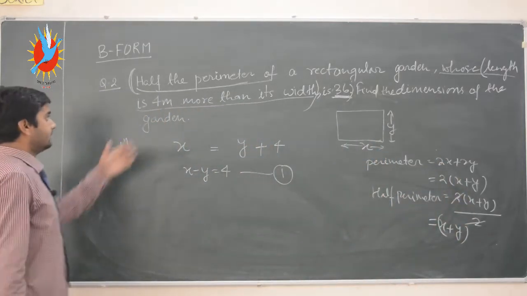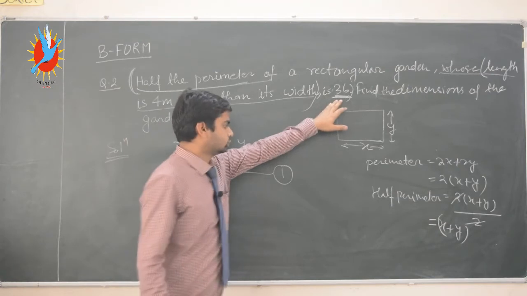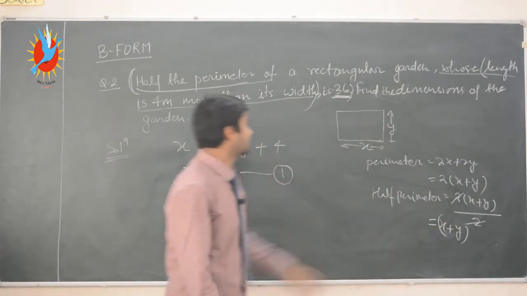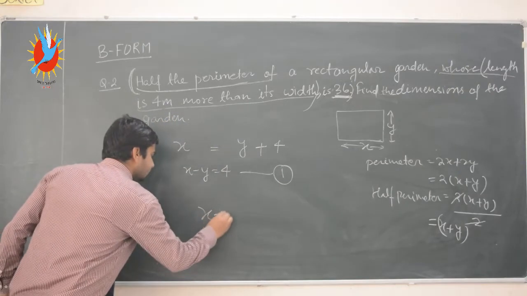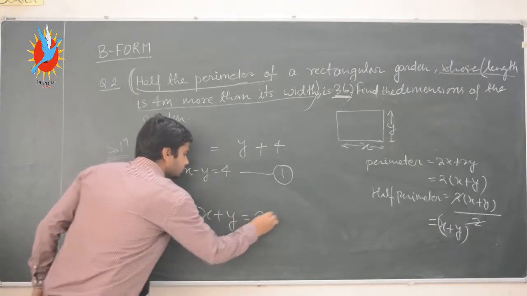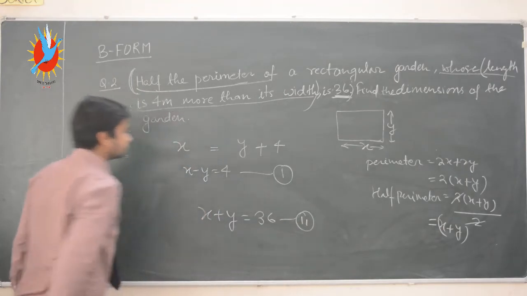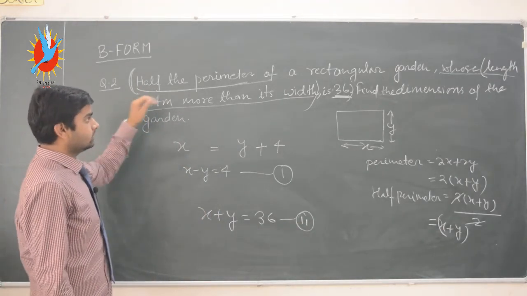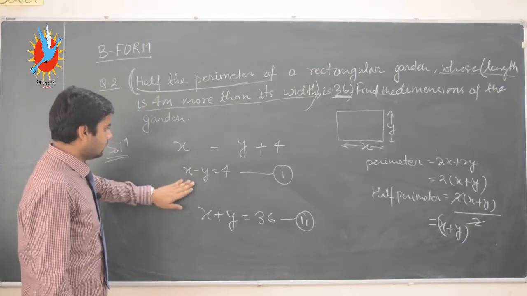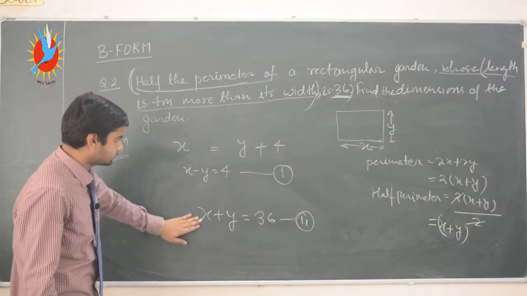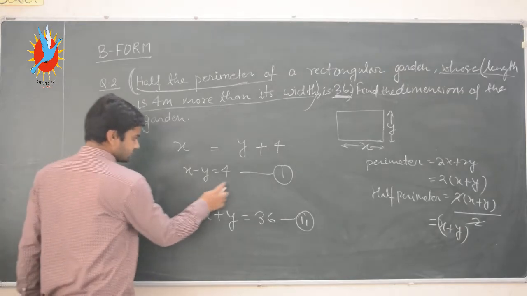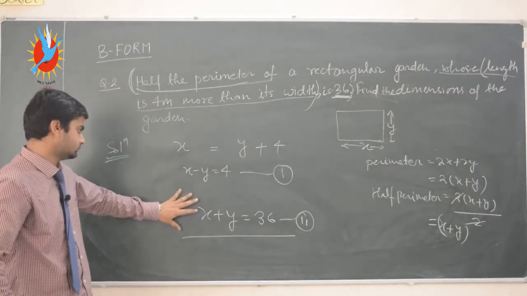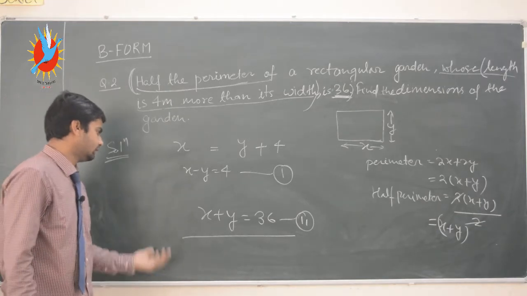Now the half perimeter is 36. So just write down that the half perimeter is equal to 36. This is our expression 2. Now we have translated condition 1 and condition 2 into algebraic expressions, equation 1 and equation 2. These are simple equations, so you can solve them by substitution or elimination.